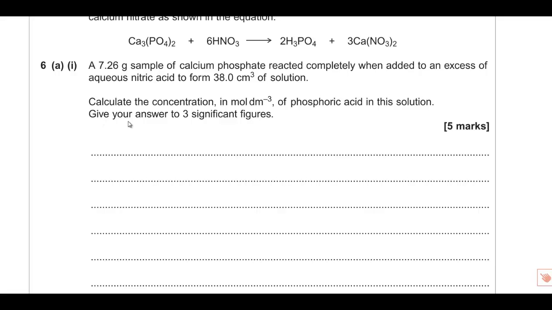A 7.26 gram sample of calcium phosphate reacted completely when added to an excess of aqueous nitric acid to form 38 centimeters cubed of solution. Calculate the concentration in mole decimeter cubed of phosphoric acid in this solution. Right. So, look at what we're going to do for this one. Calcium phosphate is reacting with nitric acid.